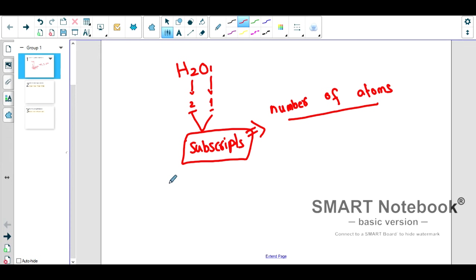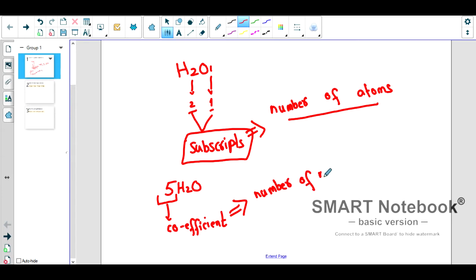There's one more thing. Let's say we have 5H2O. Now this bigger digit which is in front of the formula is referred to as a coefficient. What information does this coefficient give us? This coefficient gives us the number of molecules.